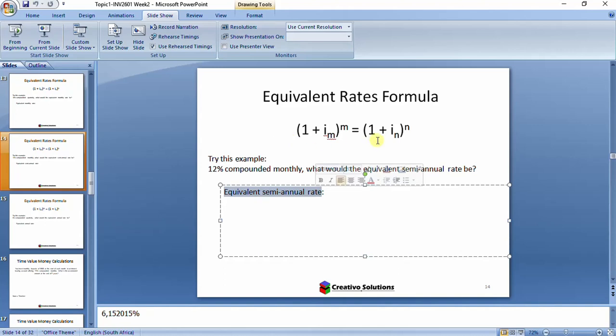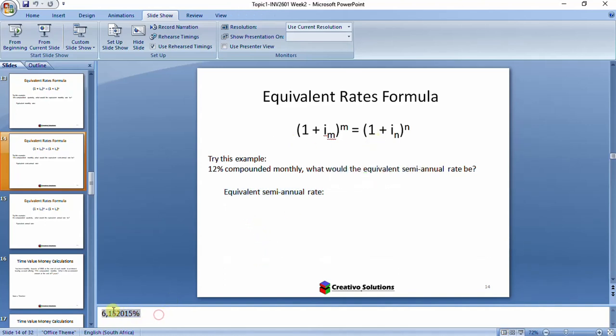And then you're going to do the arithmetic and solve for your equivalent semi-annual interest rate, and you're going to be getting 6.152015%. That's the answer for the semi-annual interest rate. And then there's one more example for you to practice and try.